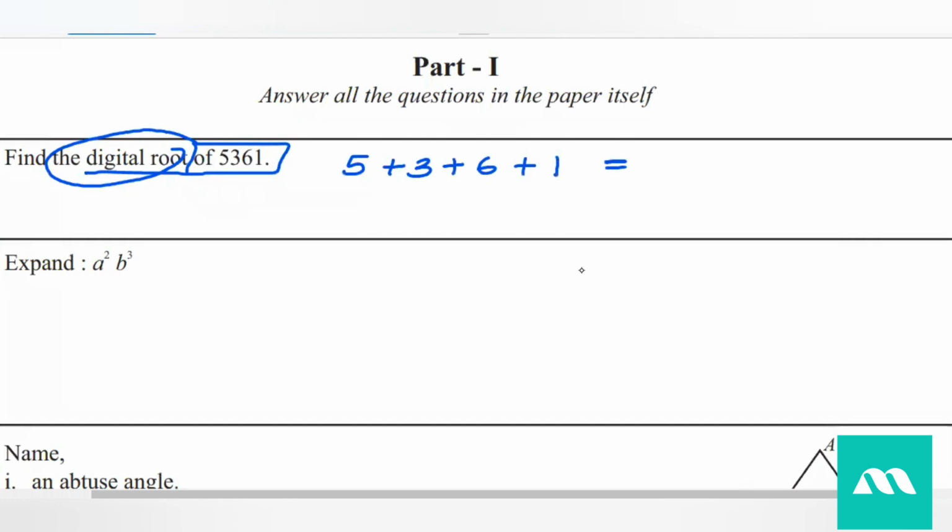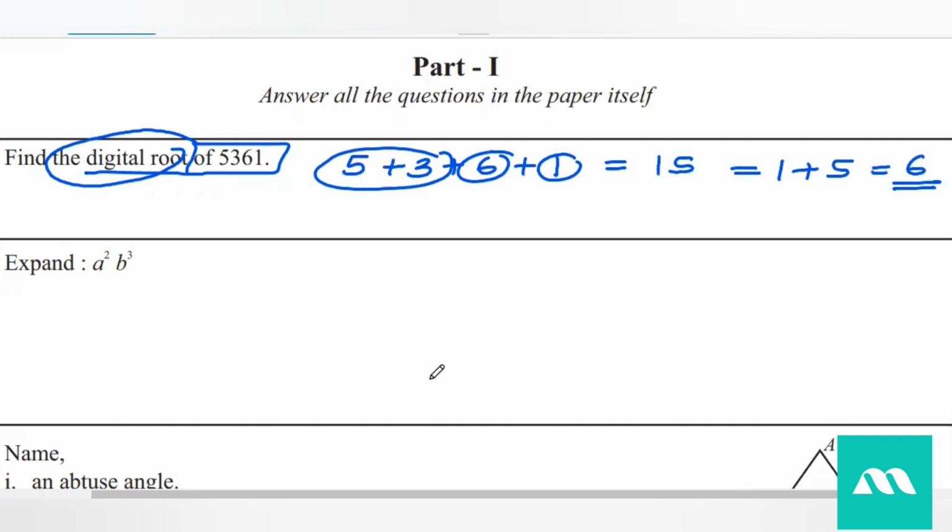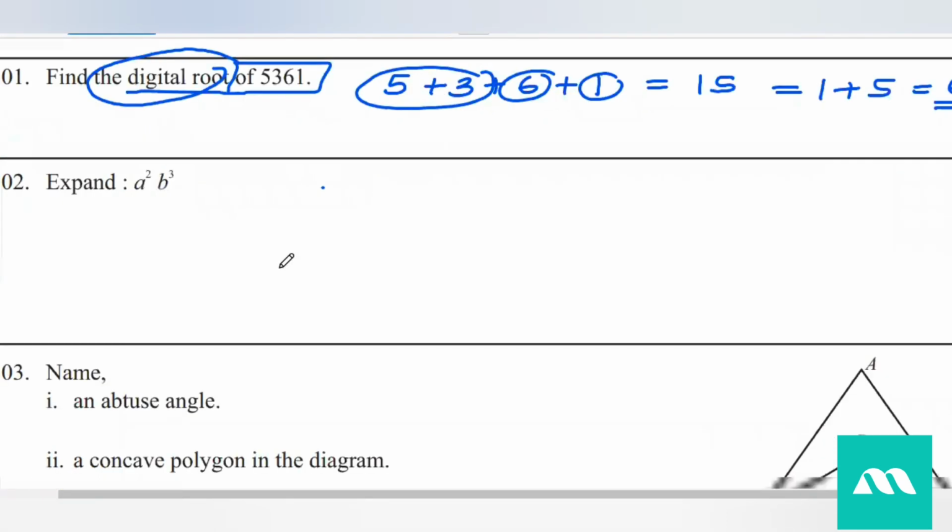Then to obtain the digital root of a given number, add all these. 8 plus 6, it is 14, plus 1, it is 15. Then again, we have to add this. What is the answer? Did you get it as 6? Yes, teacher. Okay, very good. Then you are given 2 marks.